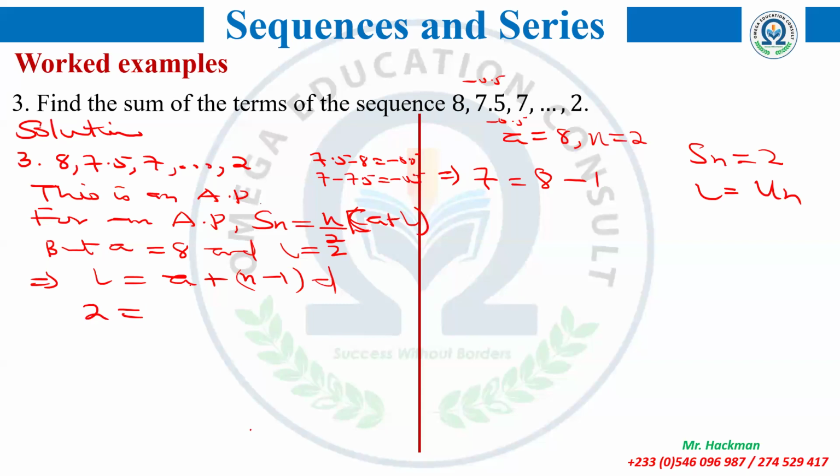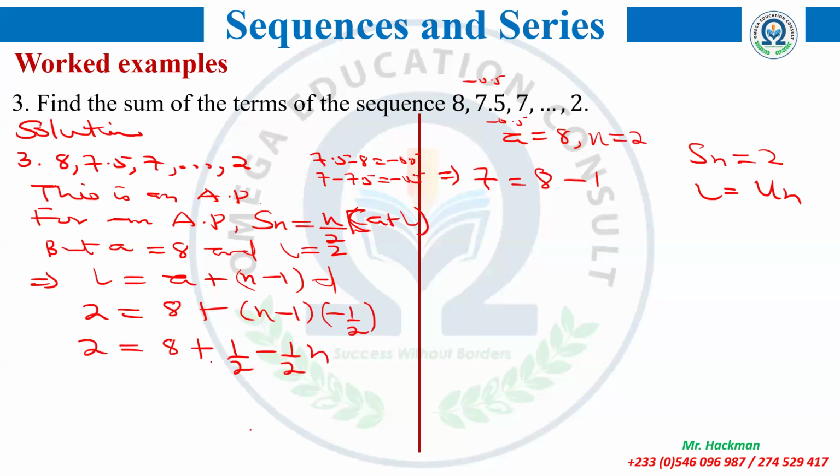your A. What is your A? 8. Okay, plus n minus 1. You don't know n, so n minus 1. You know your d, negative 0.5. So let me use negative half, because I want to avoid working with decimals. So I'll get 2 is equal to 8 plus, let's go, negative half, then minus 1/2 n. Do you agree?